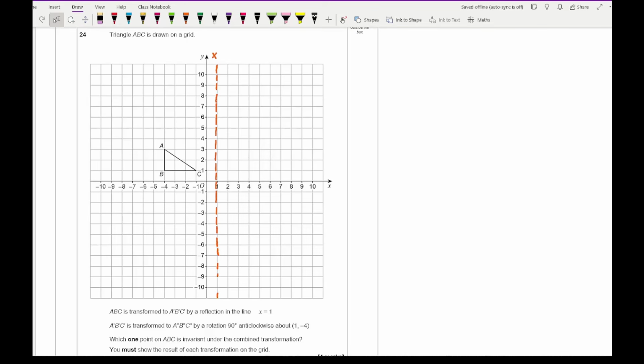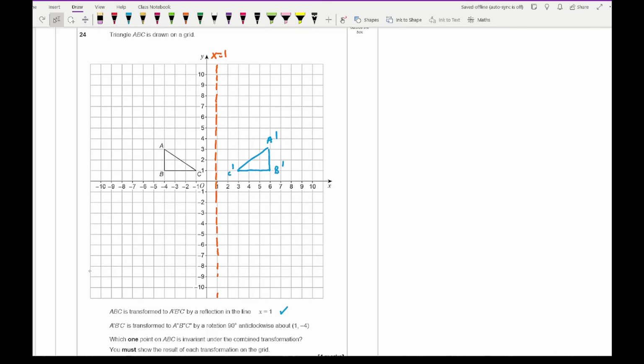So let me just label that as x equals 1. It's really important again that you label these and draw the lines. So if we reflect, that's going to be 2 away. So that's going to be here, and it's 3. Again, hopefully yours would be a lot neater. So that's A dash, B dash, and C dash. So that's that one done.